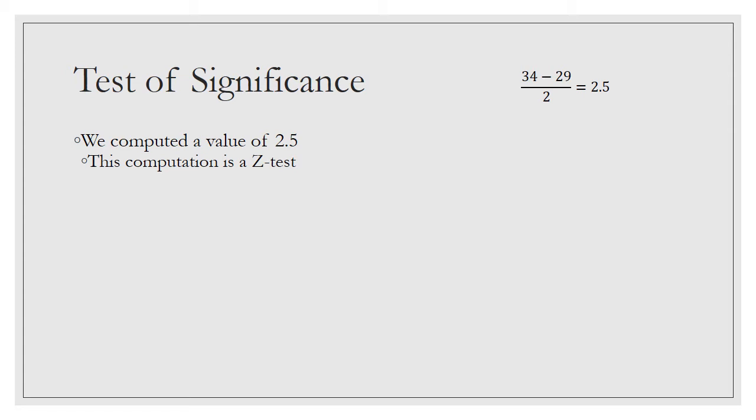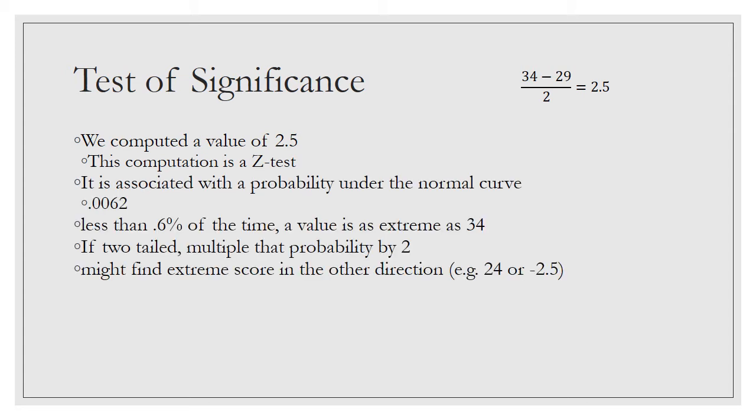Instead of talking about it as units of 34 and 29, we could talk about it as units where our mean is 0 and our standard deviation is 1. But for now, we can just label this. We conducted this little test and we got a value of 2.5. That value of 2.5 is associated with a probability under that normal distribution, under that normal curve. That probability associated with 2.5 is 0.0062. That is, less than 0.6% of the time would we find a value as extreme as 34. Or in standardized units, we would call it a value of 2.5.